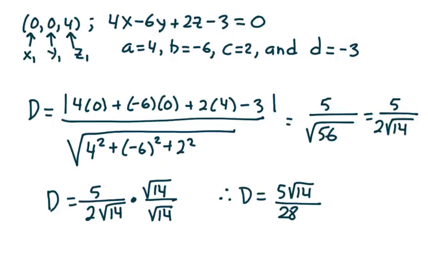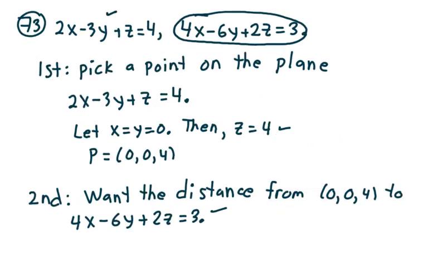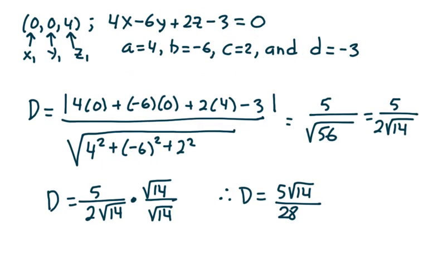Okay? Now, so we have the point (0, 0, 4), and I went ahead, by the way, and subtracted 3 on both sides to make it look like the standard form for a plane we need. So over here, we have 4x minus 6y plus 2z minus 3 equals 0. So again, I want to find the distance from the point (0, 0, 4) to the plane 4x minus 6y plus 2z minus 3 equals 0.